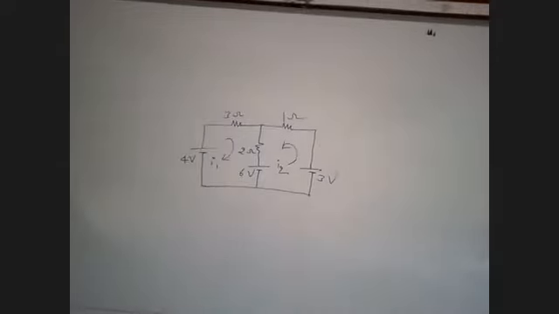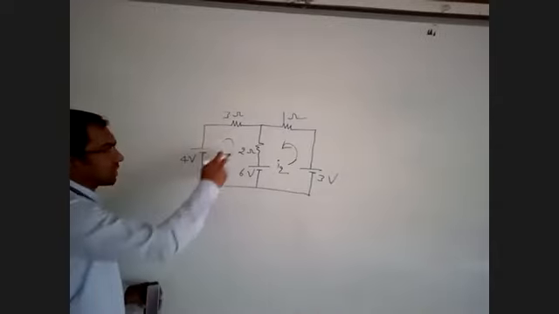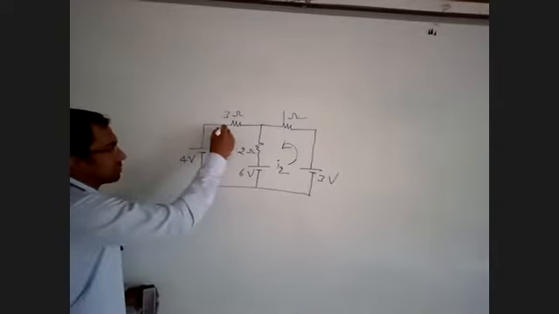Now see here. The first step is, in the direction of current I1, take it plus and minus only for resistors, not for the voltage and current.